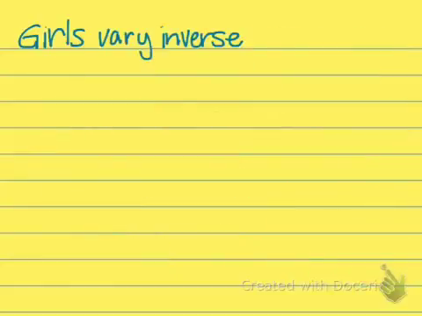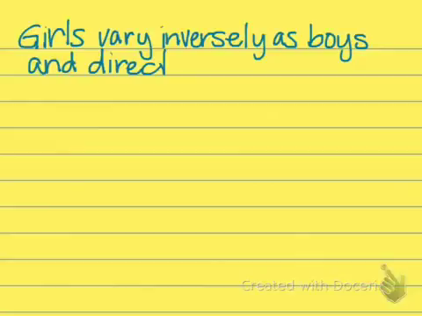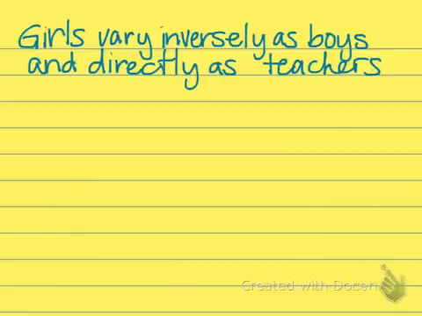Okay, now here's another example of a problem you might run across. Girls vary inversely as boys and directly as teachers. So if we're talking about girls varying inversely as boys, that means boys is going to go under K, so K over B, and then directly as teachers, so teachers is going to stay on the top. So girls vary inversely as boys and directly as teachers, and that K stays in the numerator.